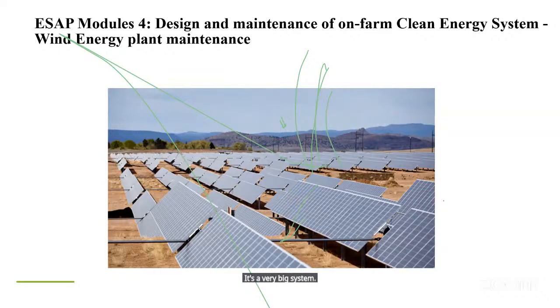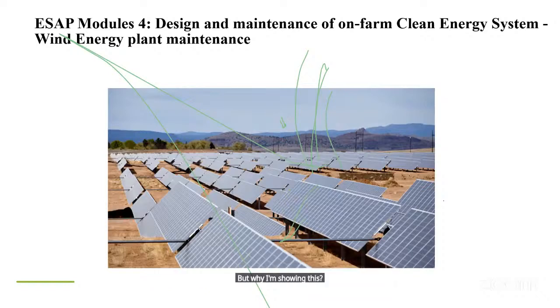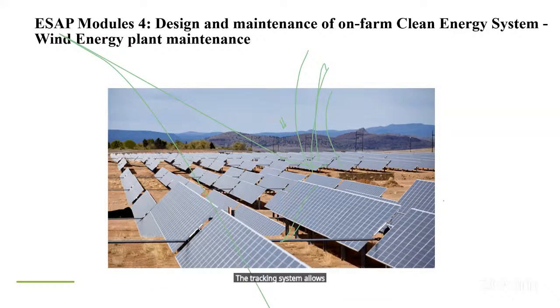As you can see, you have a number of solar panels, and it can cover even 10, 15 hectares. But why I'm showing this? This is not a usual solar system. This system, you see, it has a tracking system. The tracking system allows solar panels to move and follow the sun.